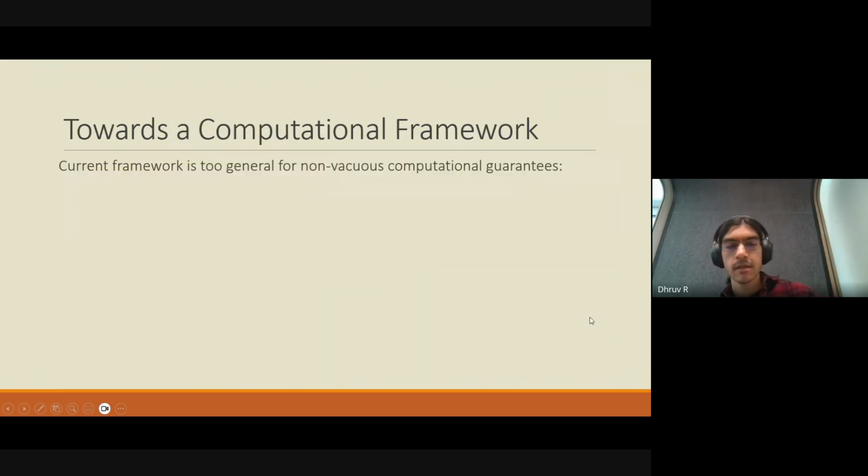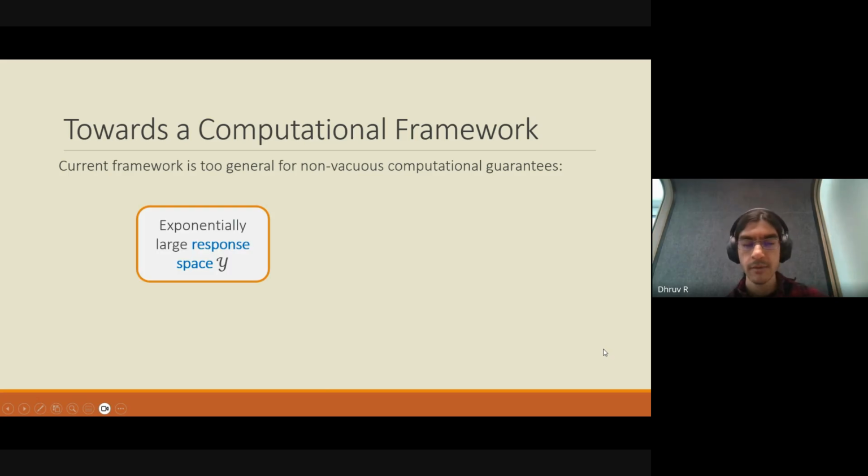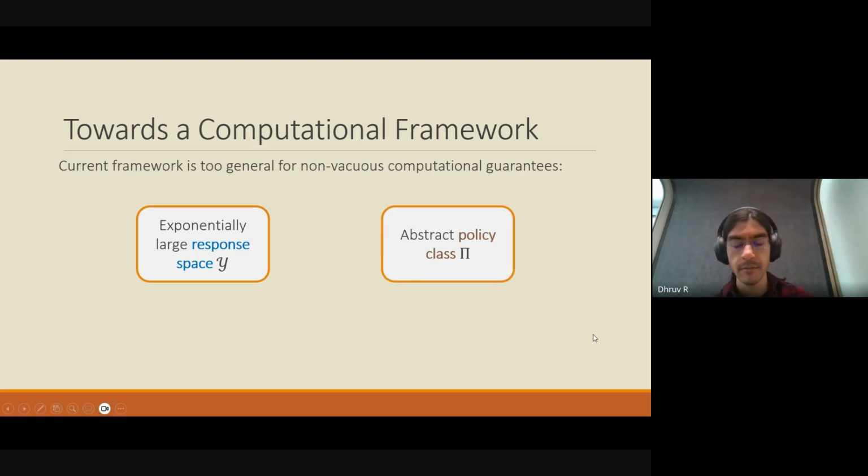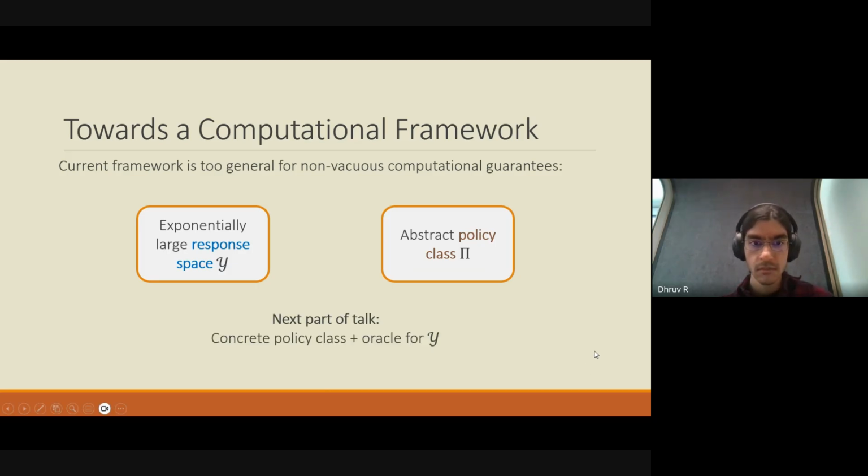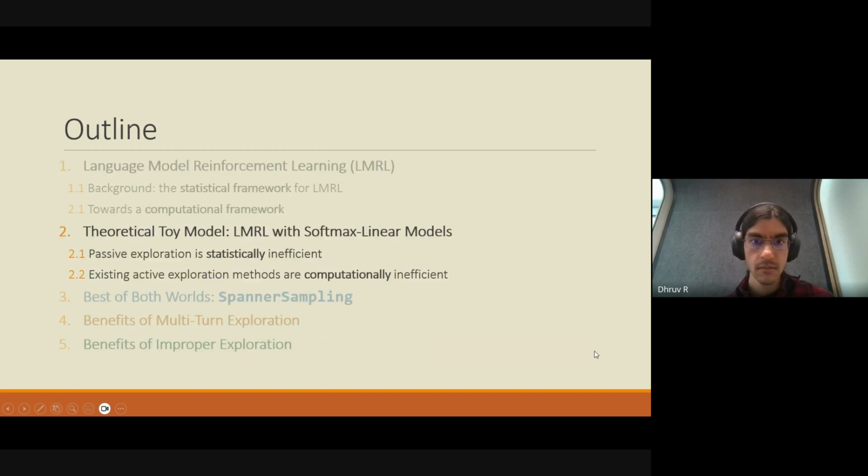But this framework is too general to get interesting computational guarantees and to talk about computational complexity, because we have this huge response space that we have no way of accessing. And we have this abstract policy class that we have no way of optimizing over. So in the next part of the talk, I'll discuss how we can introduce some more specific framework where we can actually talk about computational complexity. So that's these softmax linear models.